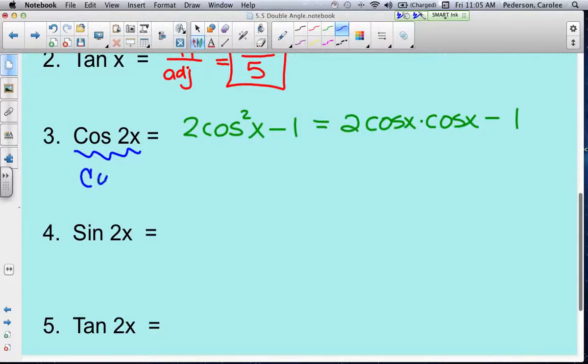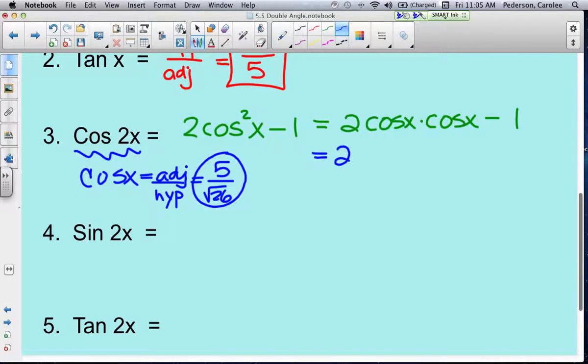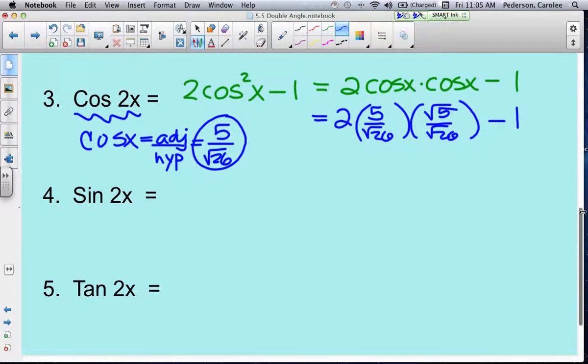The cosine of x is adjacent over hypotenuse. So remember, adjacent is 5, and the hypotenuse is square root of 26. Now let's go ahead and substitute what the cosine of x is into this green equation. So 2 times the cosine of x times the cosine of x minus 1. Now, well, that's a square root of 5 here, shouldn't be there.